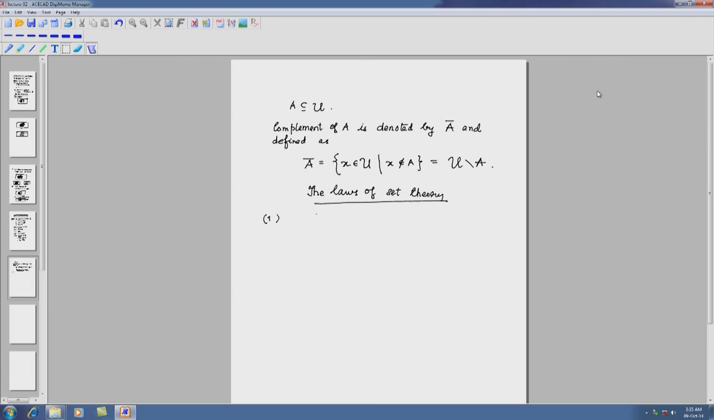Now, the first one says that A complement complement is equal to A. This is called the law of double complement.